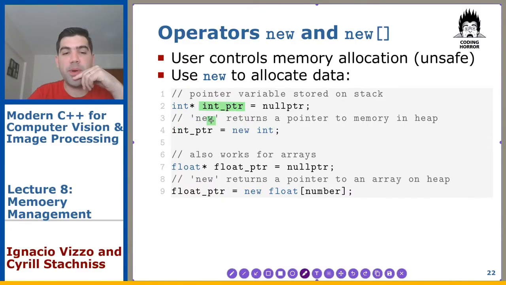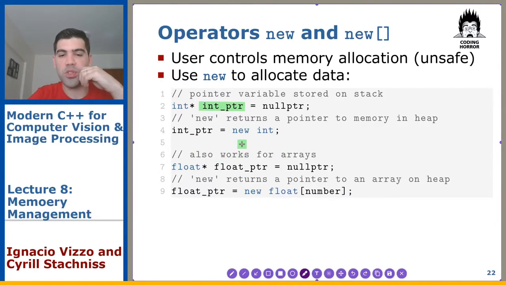And then with this pointer, you say, okay, new integer, new returns a pointer. This means an address to a memory in the heap. So the pointer itself is on the stack, but the address that is in the pointer is pointing to a heap memory address.